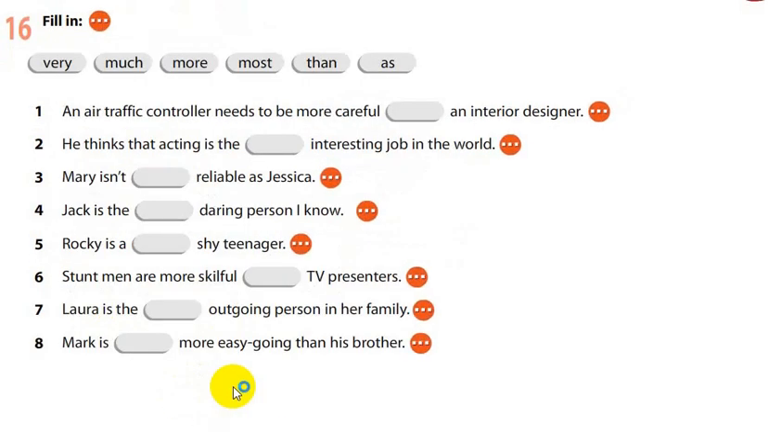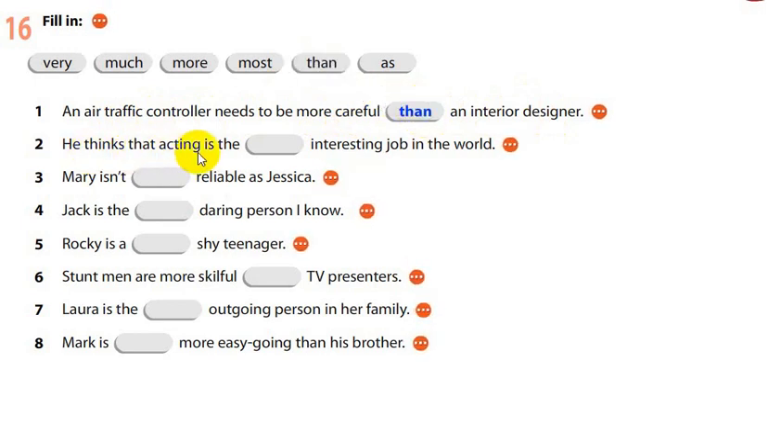Next, let's fill the gaps. You have the words very, much, more, most, than, as. Let's try to make the correct sentences. An air traffic controller needs to be more careful than an interior designer. We compare two people, controller and designer. So we use more careful, the comparative form, and after that we must put the word than.